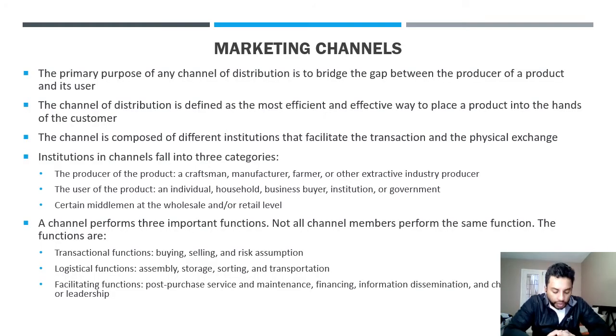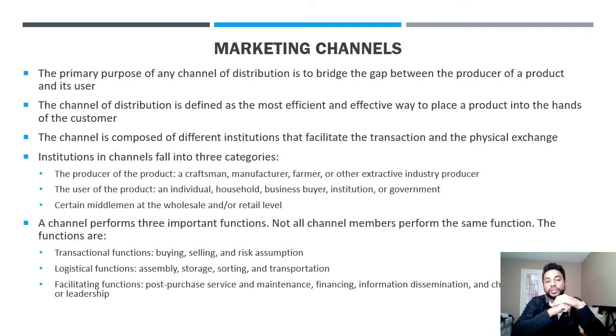Okay, so we're talking about marketing channels. So what are marketing channels? The primary purpose of any channel of distribution is to bridge the gap between producer and a product's user. Okay, so basically a producer of a product and its user. That's all a marketing channel is, and we'll get more into it.